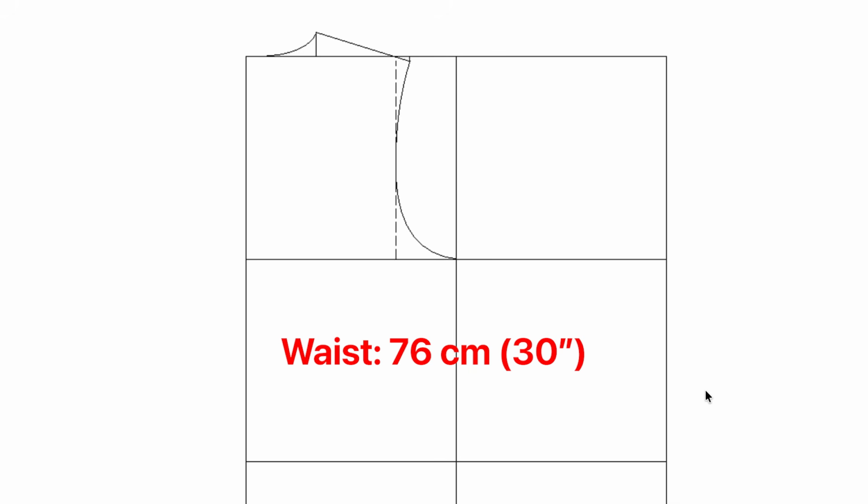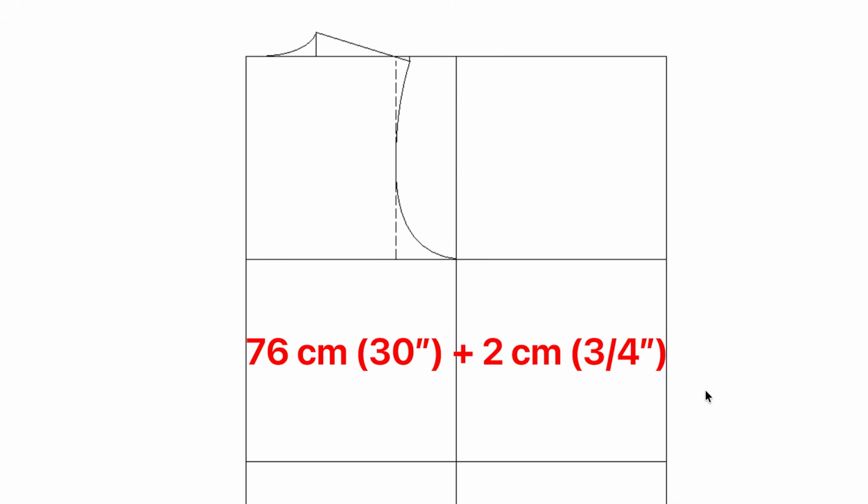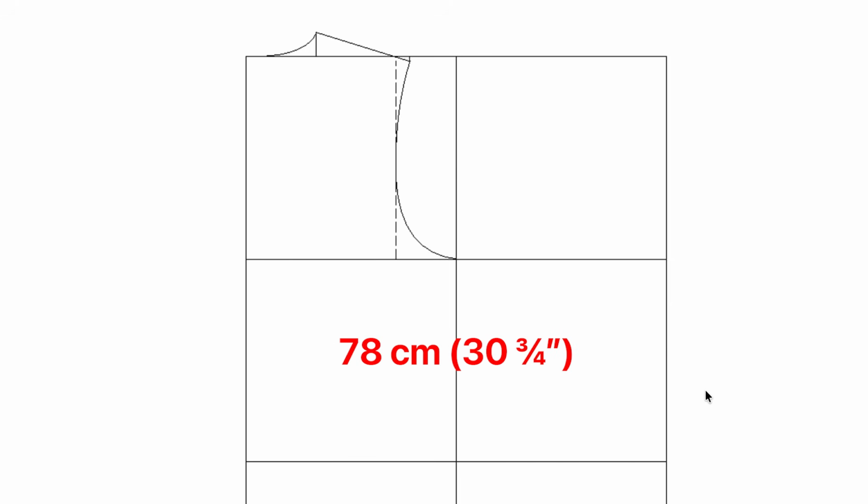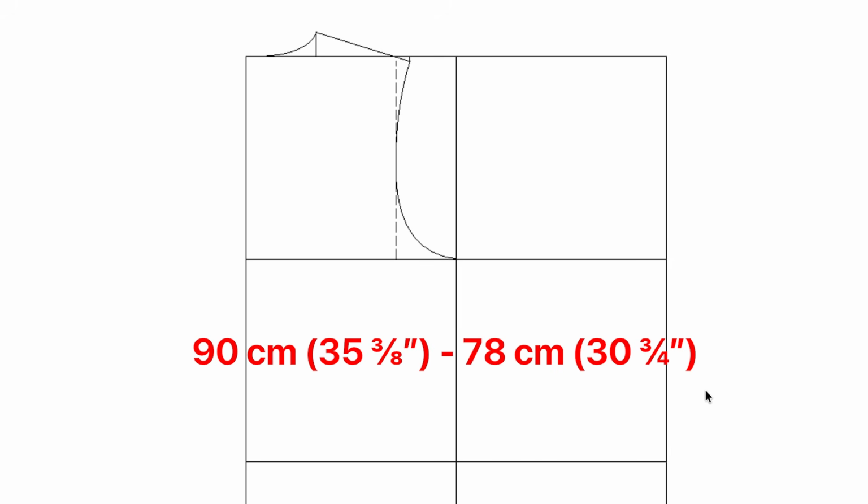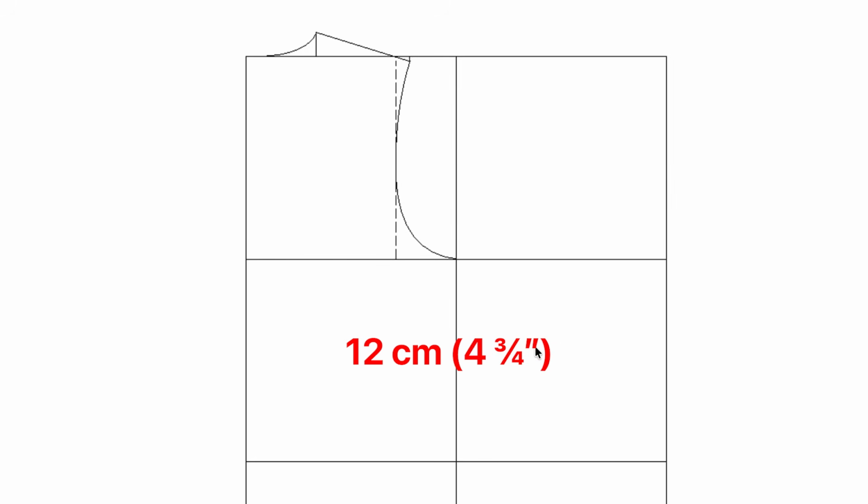So the body measurement is 76 centimeters at waist. I'm going to add just 2 centimeters, so 78 centimeters. But it will be pretty tight anyways. So calculate the difference. 90 centimeters minus 78 centimeters. We have to reduce 12 centimeters at the waist.